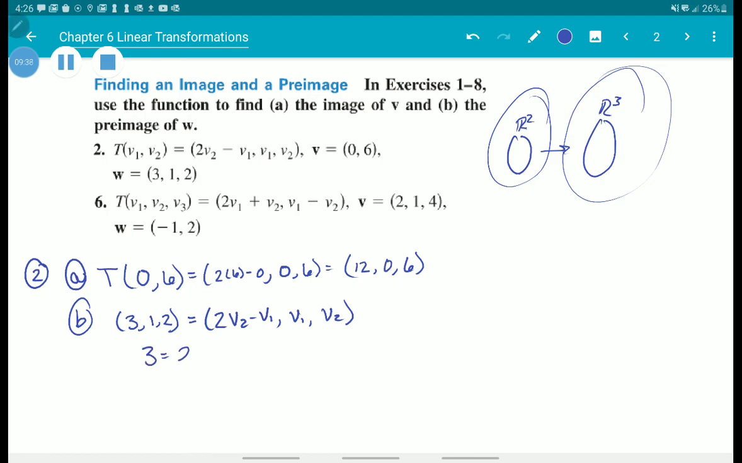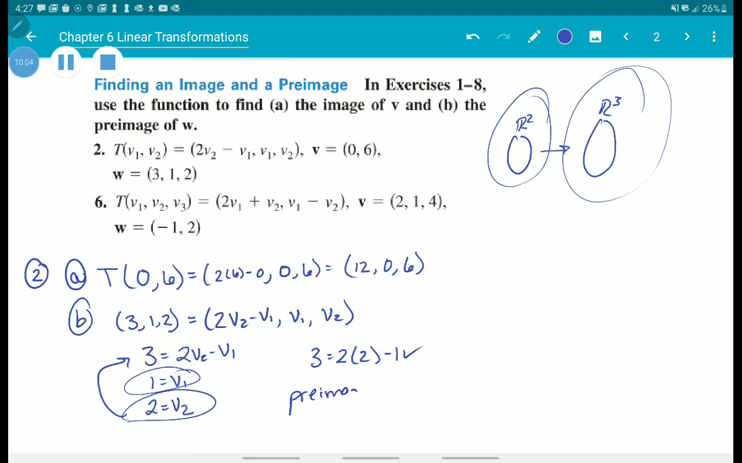So 3 is going to be equal to 2V2 minus V1. 1 is equal to V1. 2 is equal to V2. So this is nice, but we have to verify it's going to work in here. And it does. 4 minus 1 gives us 3. So then our pre-image is going to be the vector 1, 2. So the vector 1, 2 is in here, and it maps to the vector 3, 1, 2.